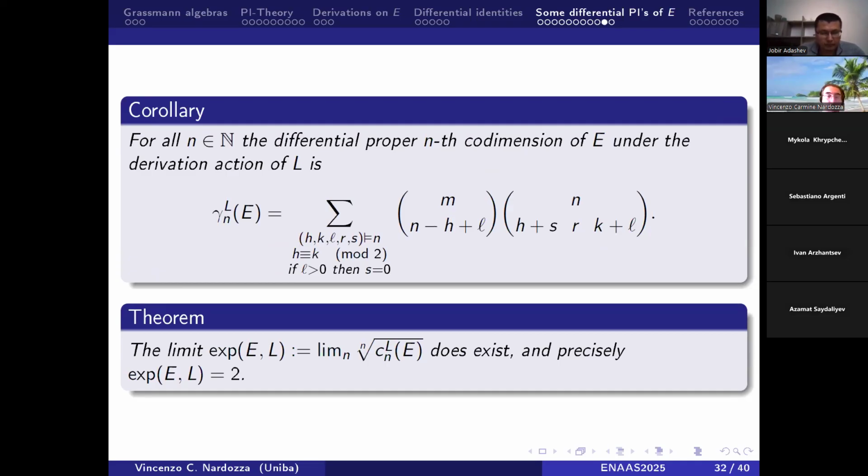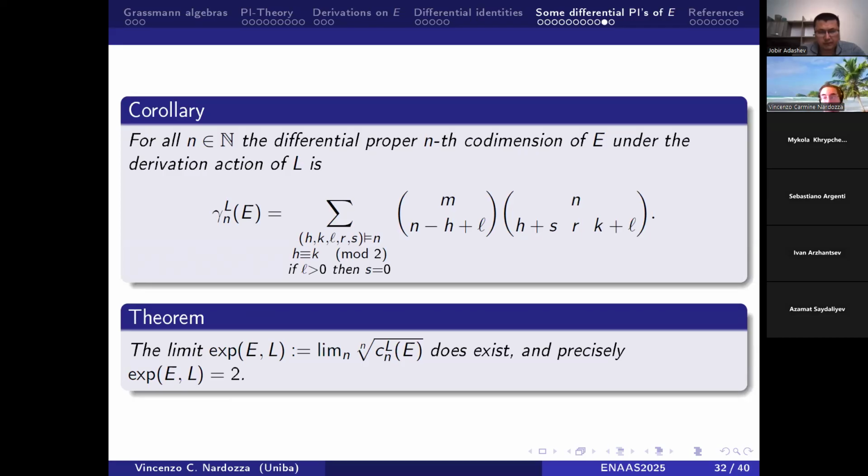After manipulation of these numbers, we were able to prove that the limit for n going to infinity of the nth root of this number, c_n^L(A), this is γ_n^L(E), we have to manage c_n^L of it via the relation I illustrated before, this limit does exist and is precisely 2, which is the same as the so-called ordinary exponent of the Grassmann algebra.